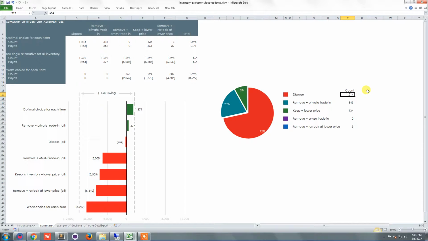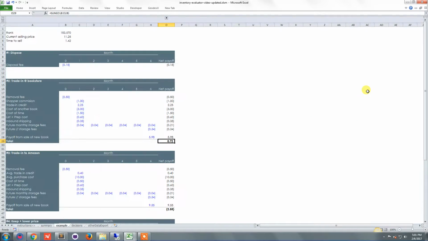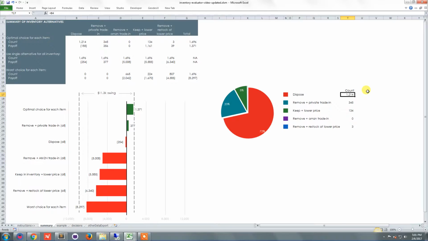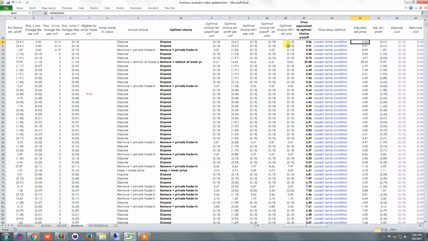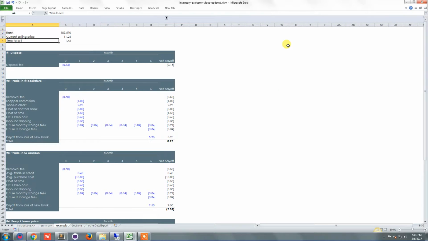So let's do a deep dive into what's happening behind the scenes in the tool just by looking at an example item. Now, all of this is just an example on this sheet. All of this math is happening in the individual rows of the spreadsheet down here, so you don't have to worry too much about how it's functioning, but just for a visual to know how it's evaluating each of your alternatives, let's go through a quick example. So this is just an example item. It's a book. It happens to be a book that's ranked about 183,000.